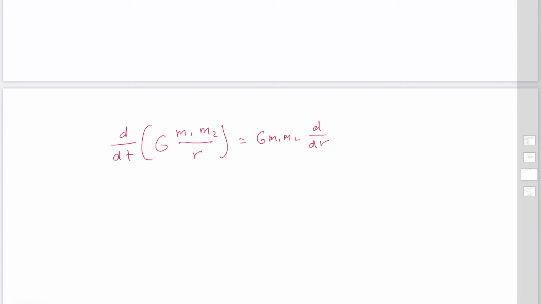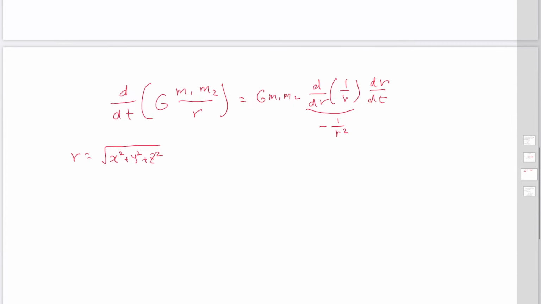G m sub 1 m sub 2, d dr of 1 over r, dr dt. We can make this calculation. This is going to be minus 1 over r squared. Okay, and r is a function of x, y, z because it's the square root of x squared plus y squared plus z squared. Right? To solve these terms, you have to take into account these factors. This is G m sub 1 m sub 2 over r squared.